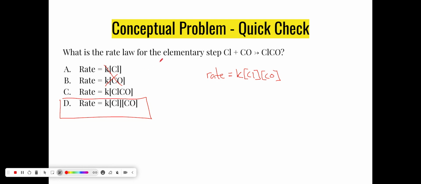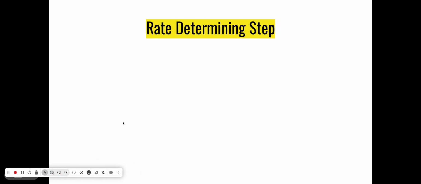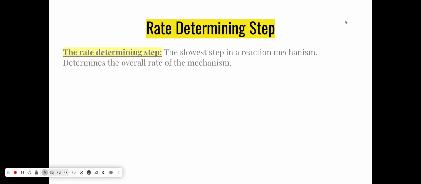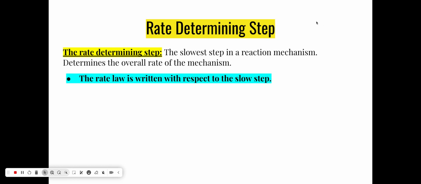Now, again, guys, rate laws are proven experimentally. This is just a proposal based off of the elementary step. We actually need data to run through the numbers to determine whether chlorine is first order, whether carbon monoxide is first order, second order, or zero order, etc. Okay? Now, the rate determining step. The rate determining step is the slowest step in a reaction mechanism, and it determines the overall rate of your mechanism. The rate law is written with respect to this slow step.